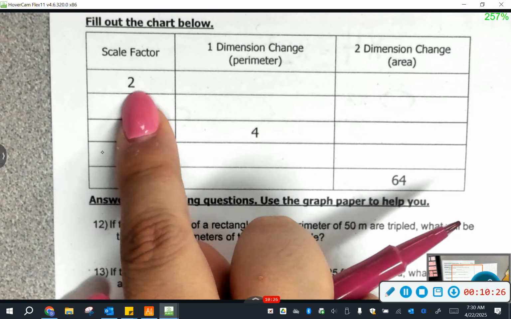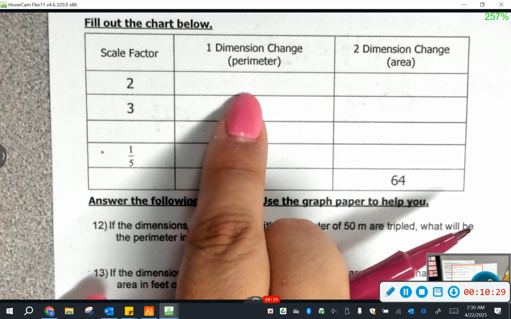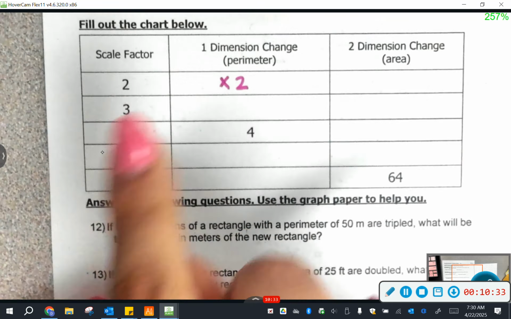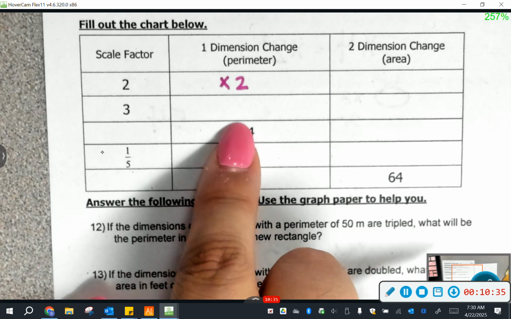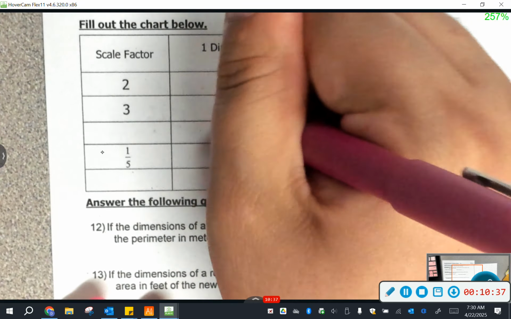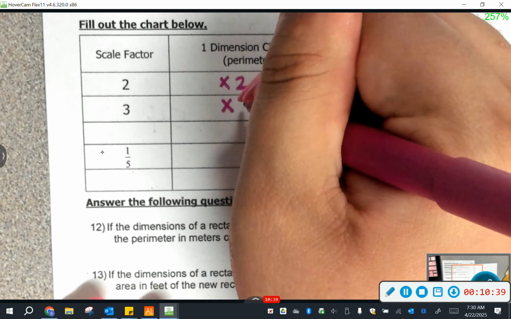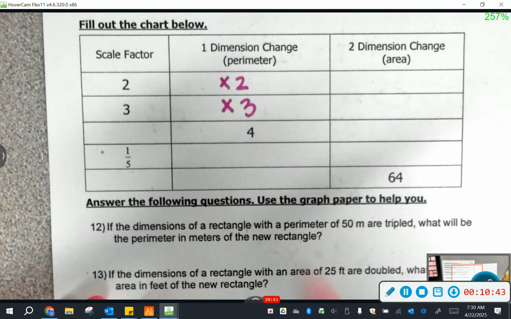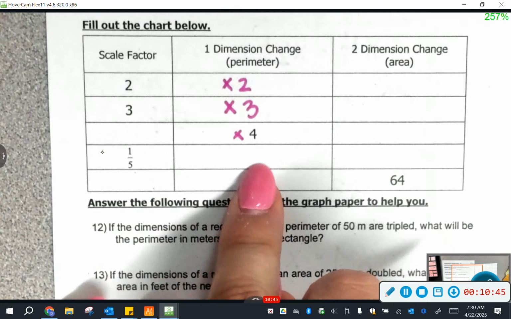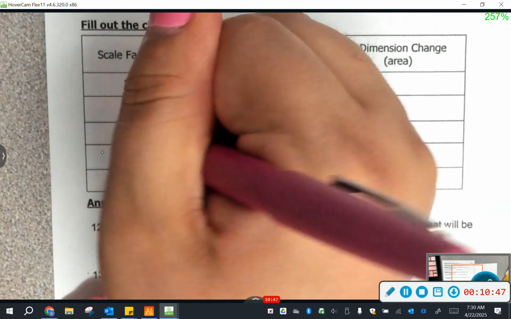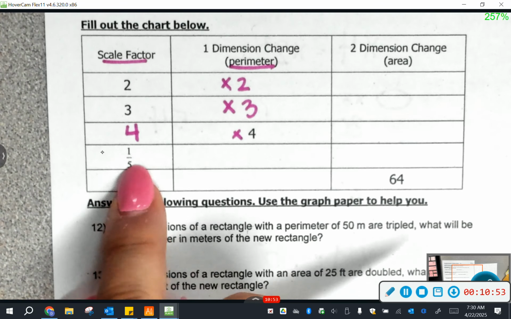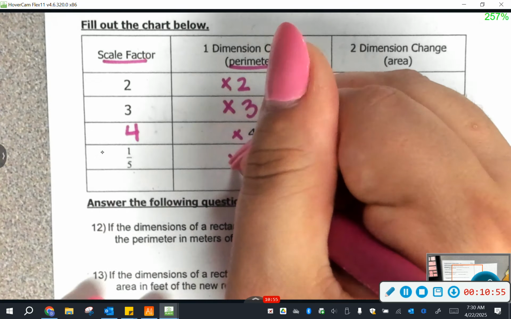If my scale factor is 2, what am I going to multiply the perimeter by? 2. If my scale factor is 3, what do I multiply the perimeter by? 3. What if I multiplied the perimeter by 4? What's my scale factor? 4. They're going to be the same number always. Scale factor, perimeter will be the same. What if I multiply it by 1/5? Times 1/5.